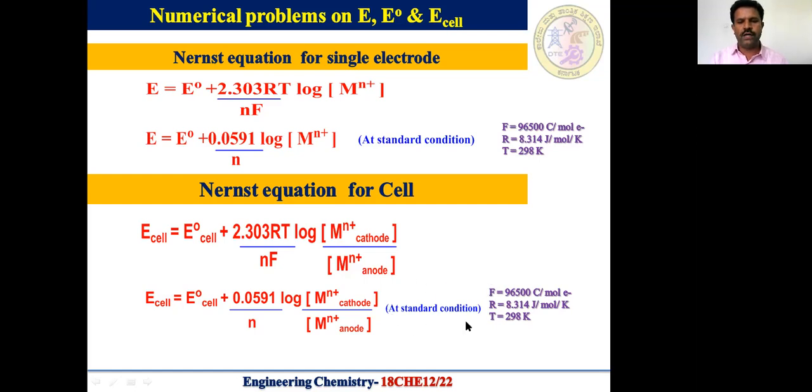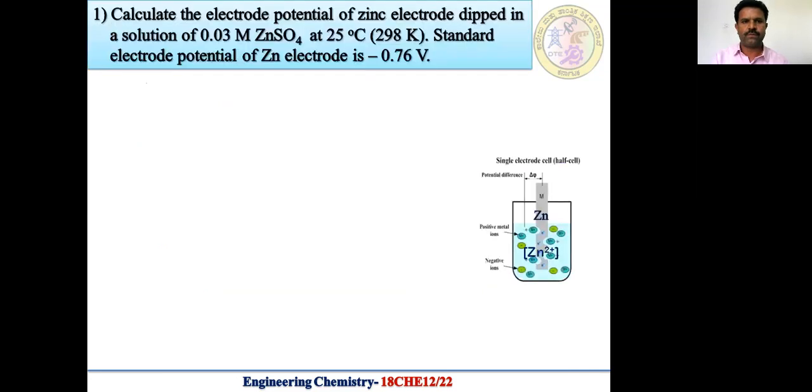Under standard conditions, if we substitute the values of F, R and T, we can write the Nernst equation as E cell is equal to E naught cell plus 0.0591 divided by n log of the concentration of the electrolyte solution at the cathode divided by the concentration of the electrolyte solution at the anode. So using these Nernst equations, we can solve the problems.